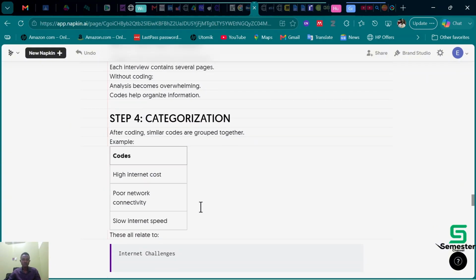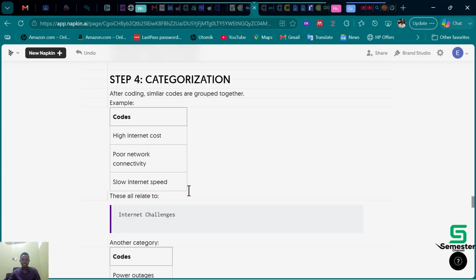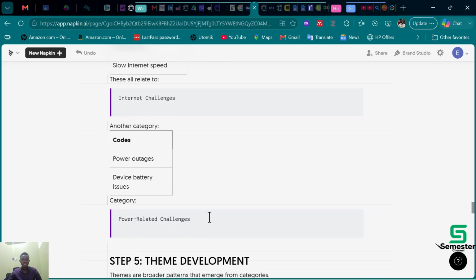So an example of a category: after coding, similar codes are grouped together like this. A code can be high internet cost, poor internet connectivity, slow internet speed. These all relate to one group umbrella called internet challenges. So you can realize that for each code, they also come together into one bigger umbrella of theme, and this one is internet challenges. Another category, power outages and device battery issues, also falls into a category called power related challenges.